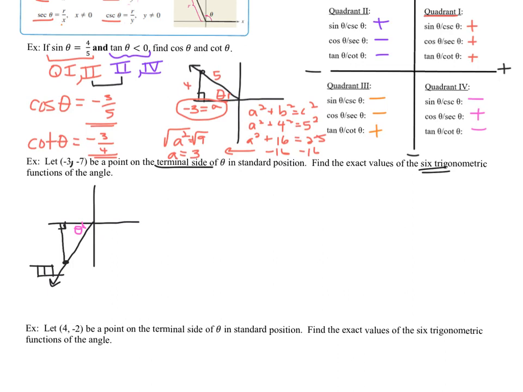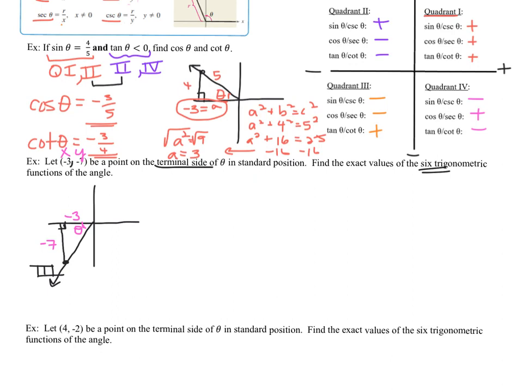Remember, -3 was technically how far we counted on the x-axis. I'm going to label that side of the triangle then -3. And then y is -7. I'm going to label that side accordingly, -7. Now, in order for us to find the 6 trig functions, we need to have all 3 sides to get all 6 of them. We're going to have to do Pythagorean theorem to get the length of the r or the hypotenuse.